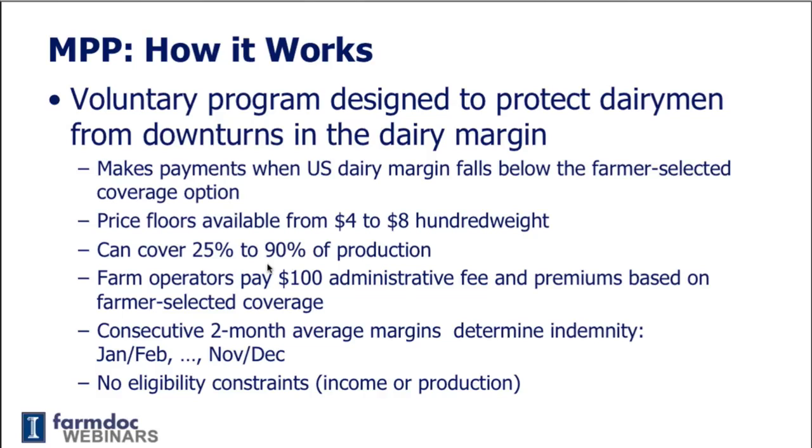Farm operators participating in the program will pay a $100 administrative fee, and then they'll pay premiums based on their selected coverage levels. Payments under MPP are based on consecutive 2-month average margins, so January, February, March, April, all the way to November, December. So up to 6 times a year, dairy farmers could be eligible to receive an MPP payment. And importantly, there are no eligibility constraints, no adjusted gross income or production caps with this new program.